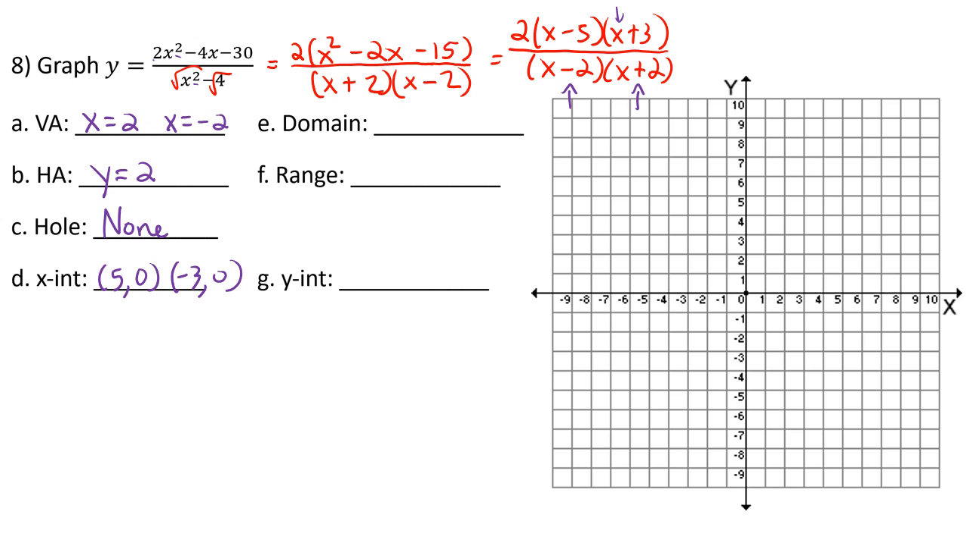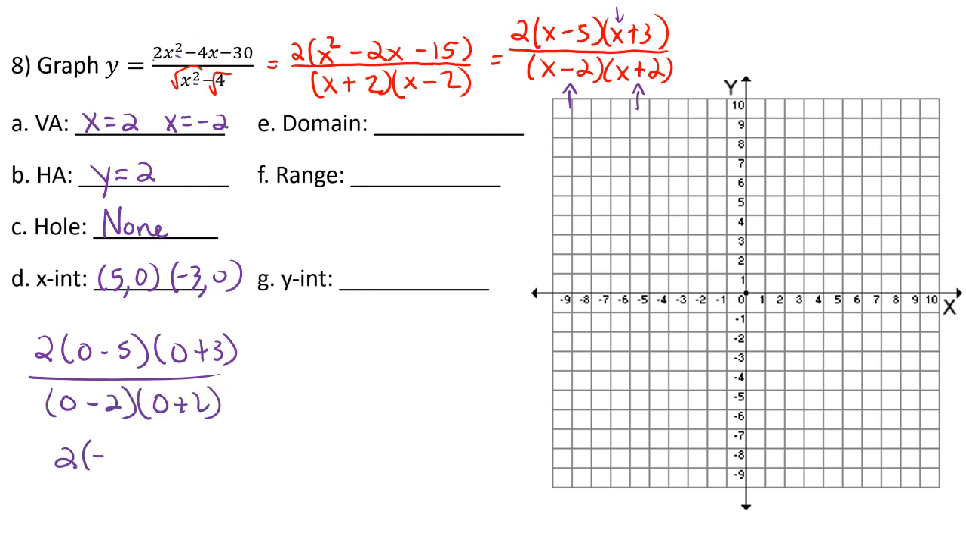x-intercept. This one does ask for the y-intercept, which simply means that if you make the x 0, you would find the y-intercept. So I'm going to replace all the x's with zeros in my problem. And then I'm just going to do some basic math. All right, so I'm going to have 2, negative 5, 3, negative 2, and 2. So negative 10, that's 30. And that's negative 4, so that's going to give me a decimal of about 7.5. So my y-intercept is 0, 7.5.